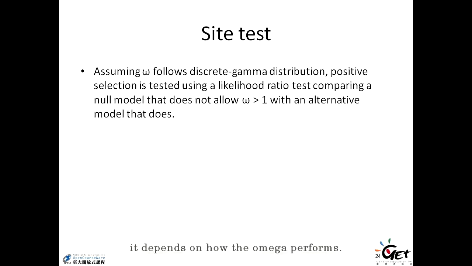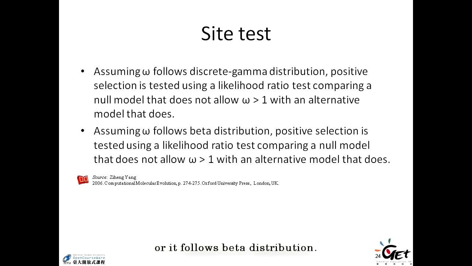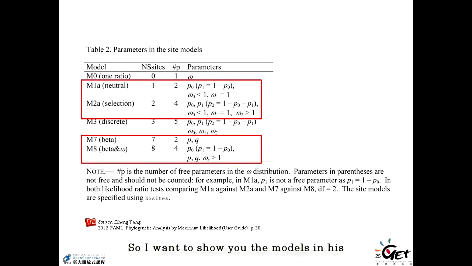So it depends on how the omega performs. The omega could follow a discrete gamma distribution, or it could follow a beta distribution. So there are two major assumptions, and for each one, they developed the likelihood ratio test. I want to show you the models and their parameters. This is the model test we use most. A lot of times we test against, let's say, two alternatives.